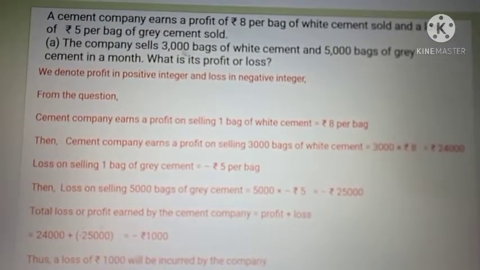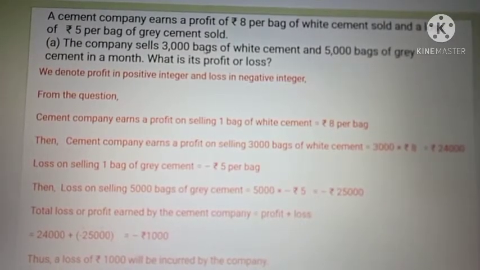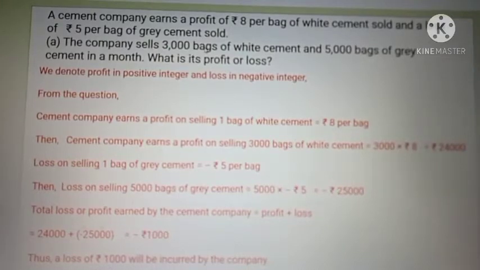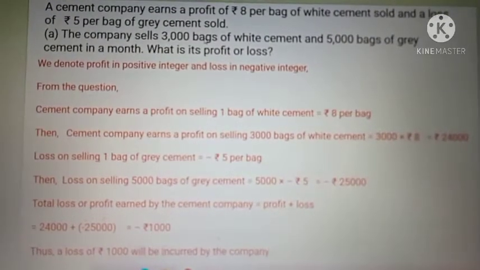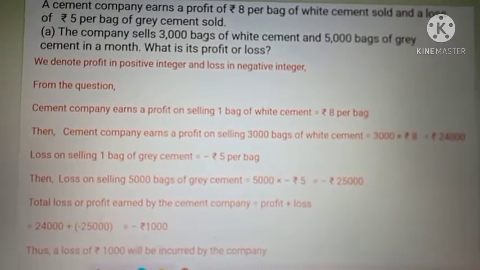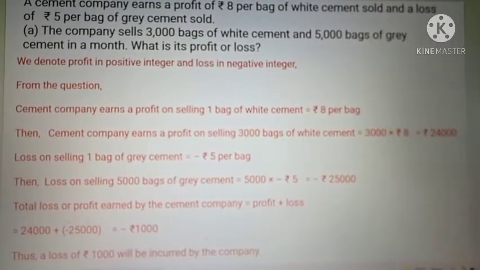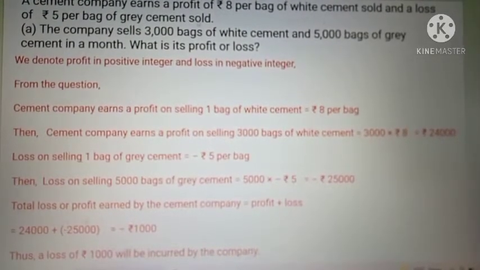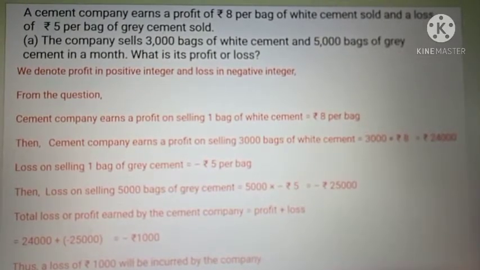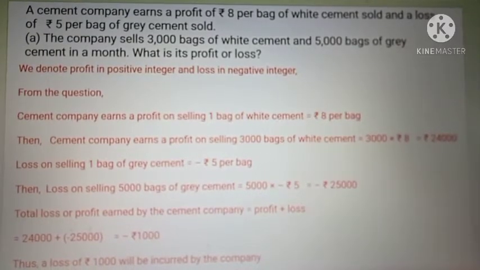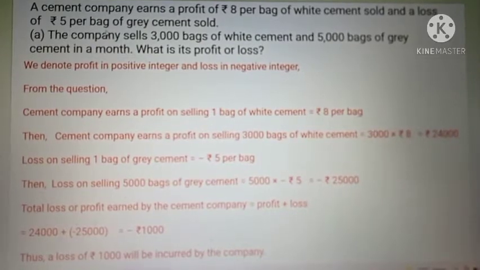Next, one word problem. A cement company earns a profit of rupees 8 per bag of white cement sold and a loss of rupees 5 per bag of grey cement sold. Keep this in mind. There is a cement company. For white cement, they earn a profit of rupees 8 per bag. But for grey cement, they are having a loss of rupees 5 per bag.